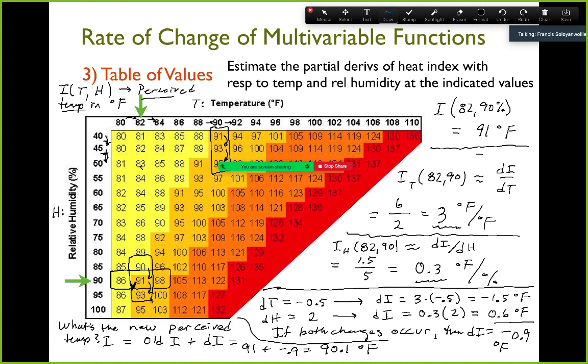Oh, that makes sense. So our new temperature was like what, 81.5, and our new humidity was what, 92. So we're estimating, this 90.1 is estimating what you would get in the table right there if you had the 92 and the 81.5. Oh, okay. Does that make sense?